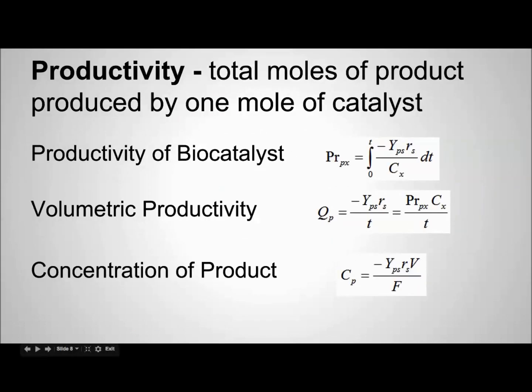And so the quality of the bioreactor is viewed in two ways. The first way is the cost of it. So if it's cost efficient, or if it doesn't cost too much to make so much, then that is a good bioreactor. Another way we can measure the quality of a bioreactor is by its productivity, which is defined as the total moles of product produced by 1 mole of catalyst. A catalyst can be like an enzyme or a whole cell, and it can be many different things.